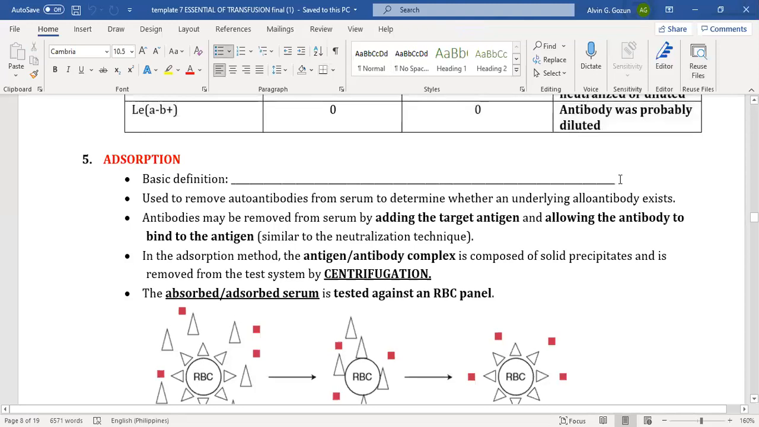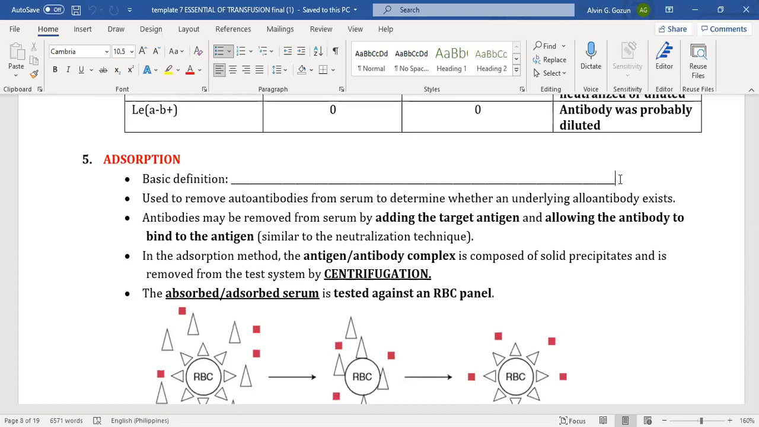What do you do in adsorption technique? You remove the antibodies in the serum. Very good. Write this down: removal of antibody directly in the serum. The antibody is still in the serum, not yet attached to the antigen. Again, removal of antibody directly from the serum.